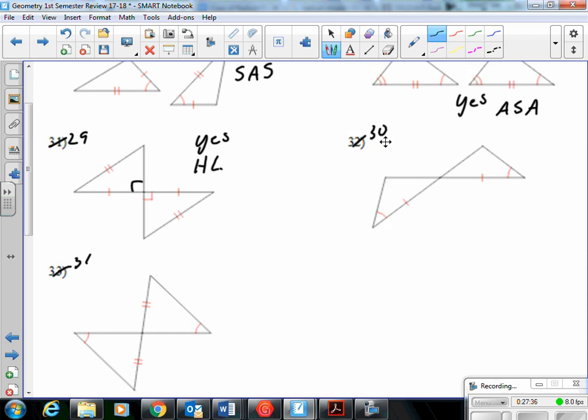All right. Number 30, you got two sides and an angle. So you got an angle and a side, angle and a side. Since they intersect right here, that's a set of vertical angles. So we know that vertical angles are going to be congruent. And so now we've got two angles with the side in between, two angles with the side in between. So that would be a yes by angle, side, angle.